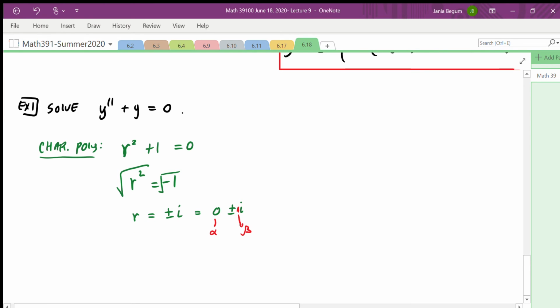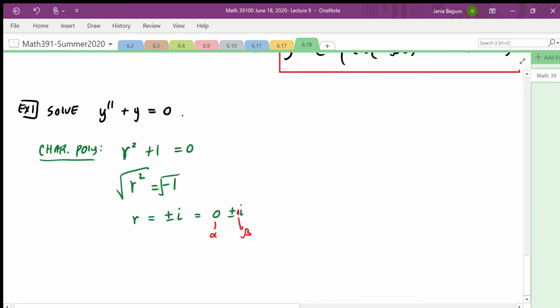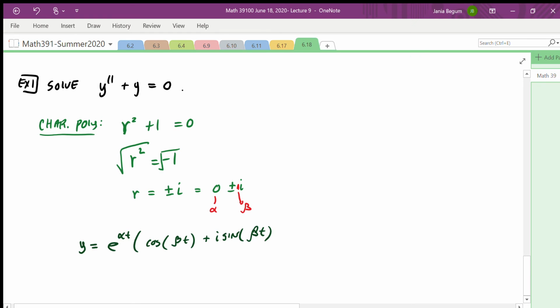So now we just plug this into our solution, which is e to the alpha t. So we have y is equal to e to the alpha t times cosine of beta t plus i sine of beta t, right? But because it's the general solution, we need to multiply this by our constants c1 and c2.